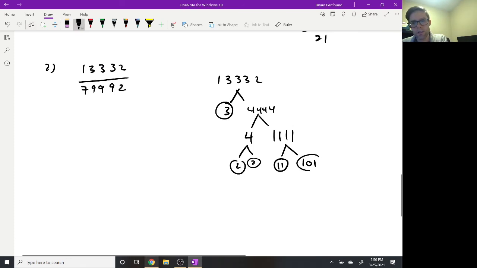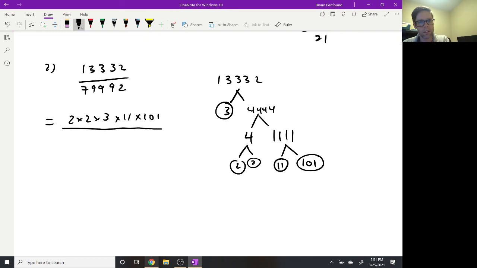Let's go ahead and circle that. And now we have an idea of what our numerator looks like in factored form. It's 2 times 2 times 3 times 11 times 101. So there's my numerator in factored form.